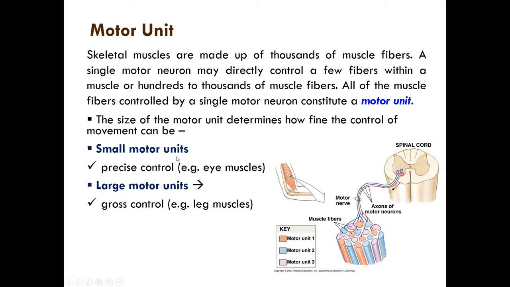In the case of a small motor unit, there is precise control, like the eye muscle movements, which are very precise. We already know that the eye muscles have fine muscle fibers. On the other hand, there are gross movements, strong and powerful movements, like the leg muscles, the hand muscles or the arm muscles. These movements are done by the large motor unit, because there is a profuse number of muscle fibers over there, so the nerve supply should be strong, and we already know that these are the coarse muscles.